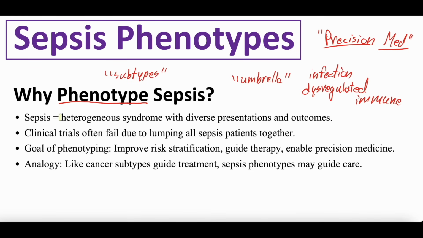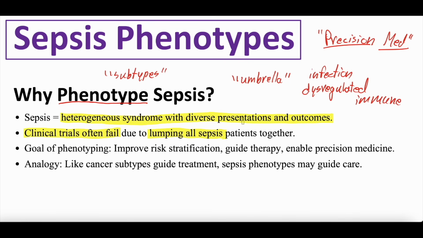All right, so sepsis is a heterogeneous syndrome with diverse presentations and outcomes. Clinical trials on sepsis have often failed to find a benefit. One of the theories, although we don't know for sure, is that we're lumping all patients with sepsis together and then doing this intervention. And those patients with sepsis are probably all slightly different, so that intervention doesn't show a benefit.